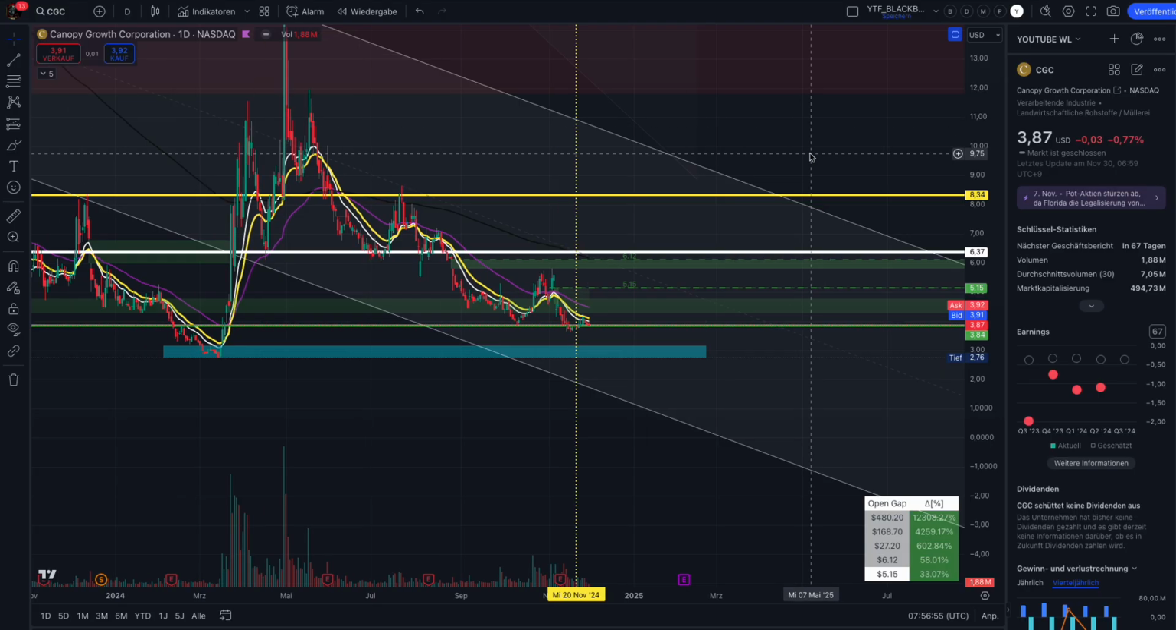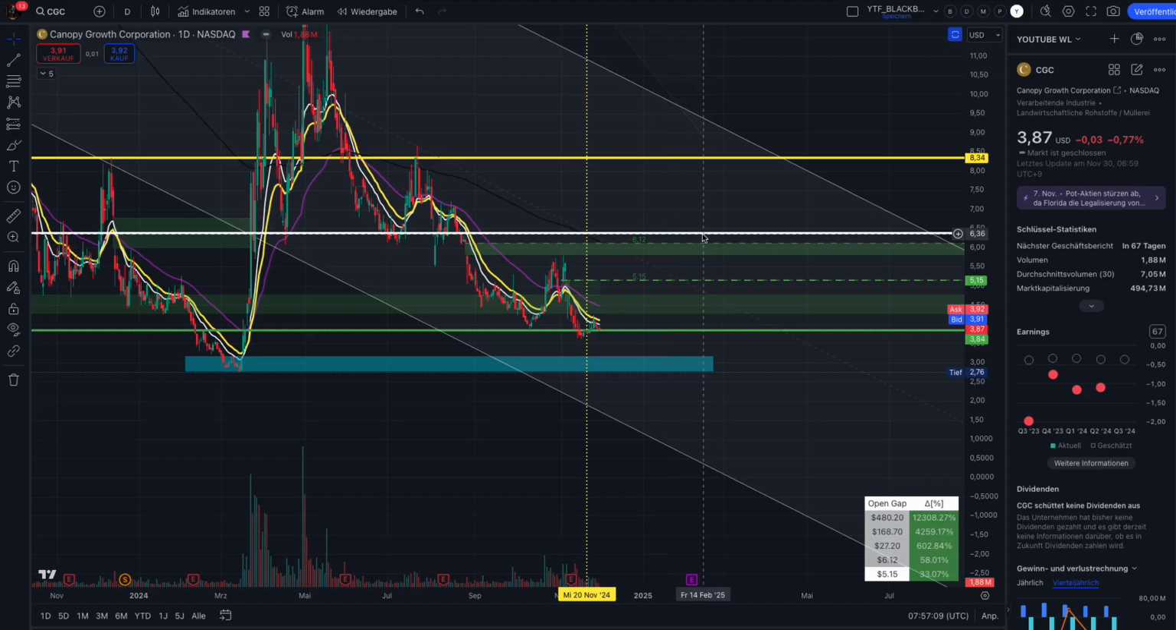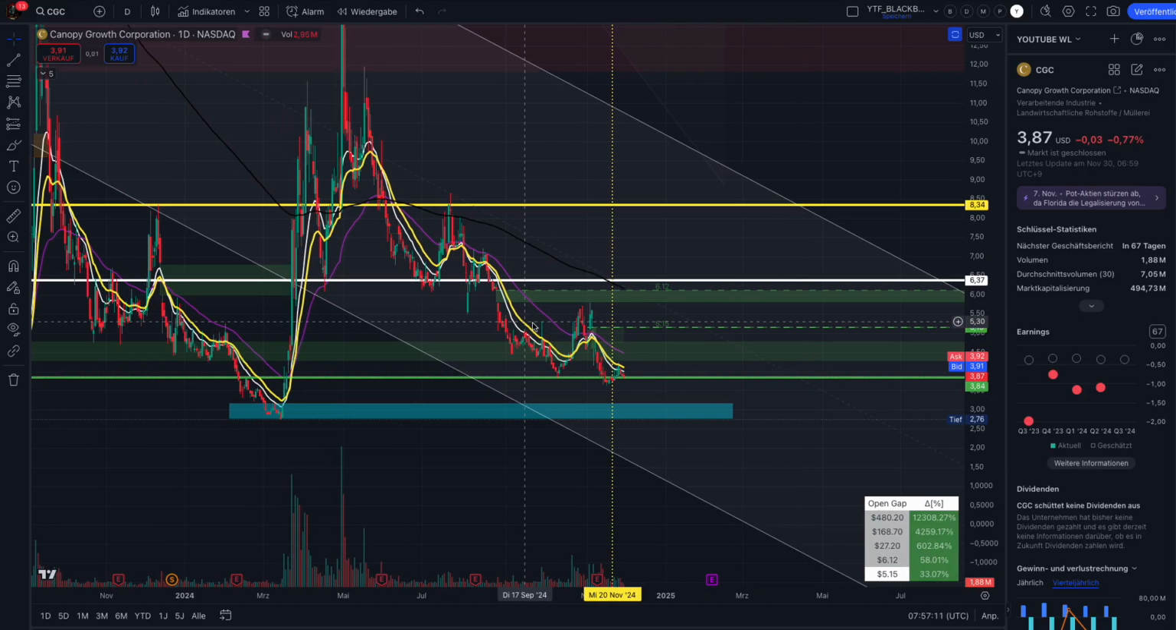So guys, what is the game plan here for Canopy Growth? There is a chance that we hold the support here at $3.84, and that means, guys, when we hold the support, I think the next steps will be that we close these open gaps at $5.15 and $6.12. The market is super bullish right now, and Canopy Growth didn't have its big moment yet, guys. So we didn't see the massive squeeze here.